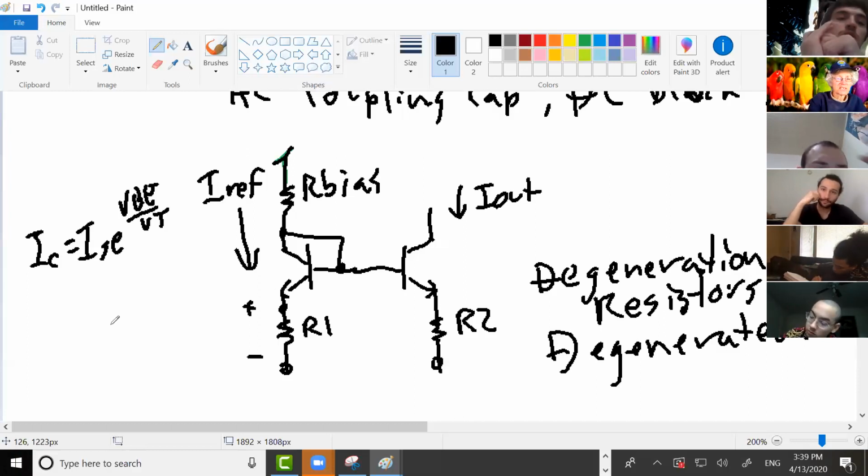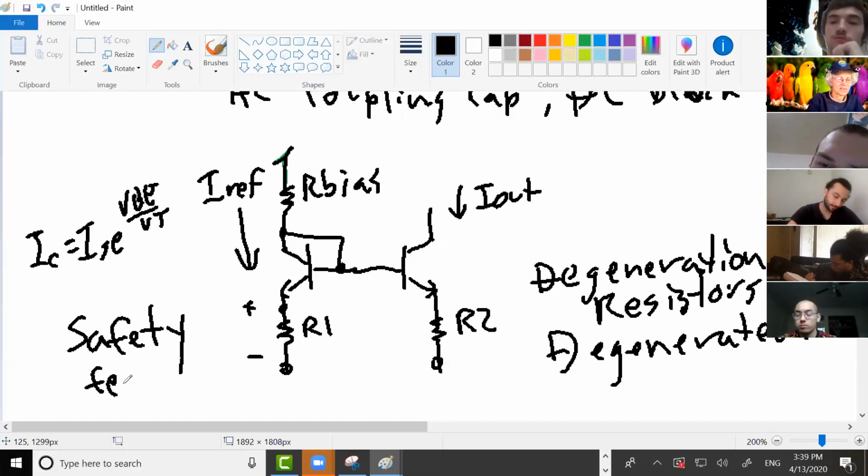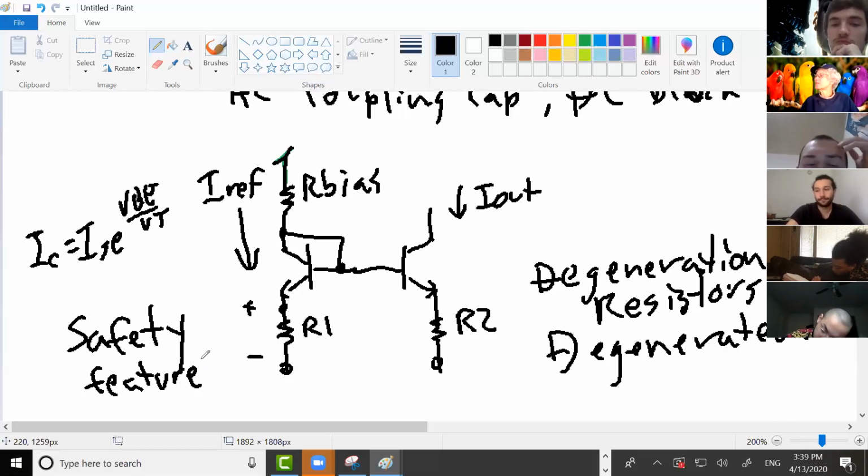Yeah, so this is a nice little safety feature. Does that sound like good English? Safety feature. And you say, well, great, this just saved my transistors from frying.